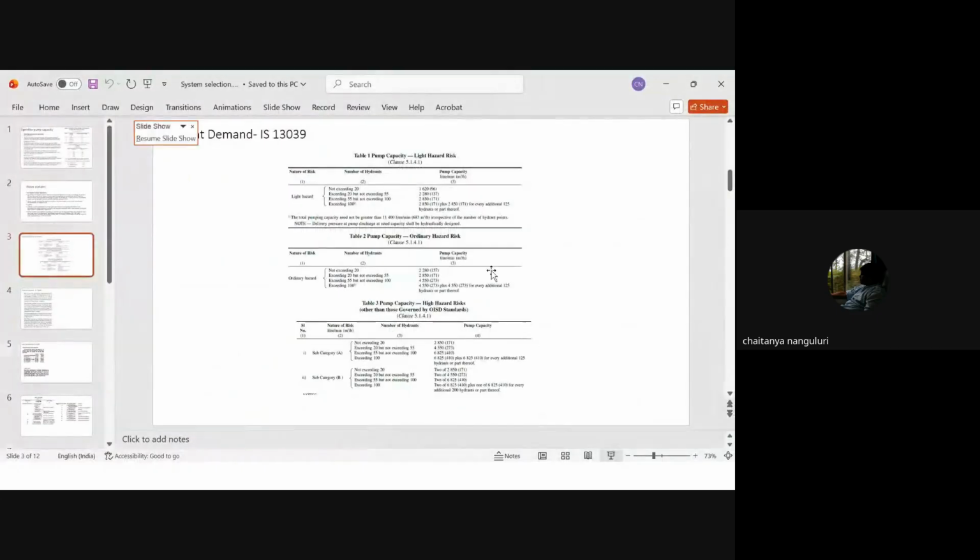Now, this particular slide, which is again in IS 13039, is for hydrant calculations. It's clearly given for light hazard, because obviously it comes under light hazard application, right? Hospital means. So in light hazard application, your pumping capacity depends on the number of hydrants that you have. Am I clear? Okay, roughly we'll take it.